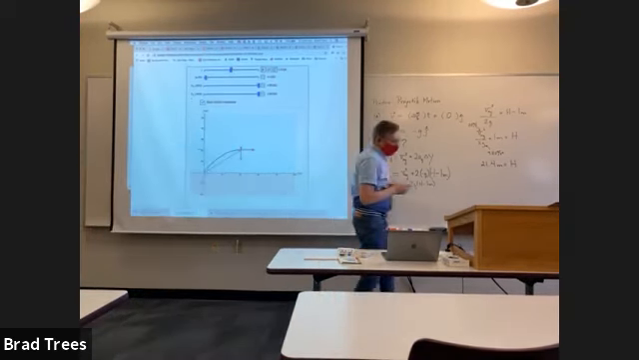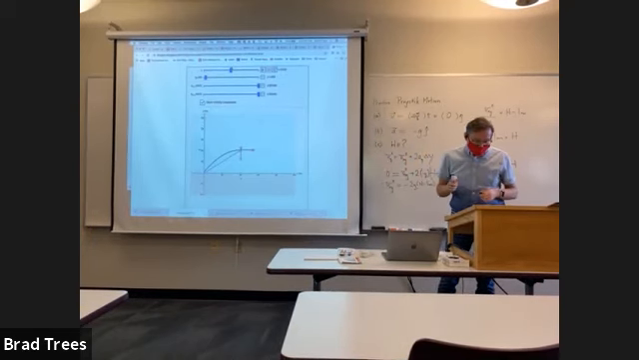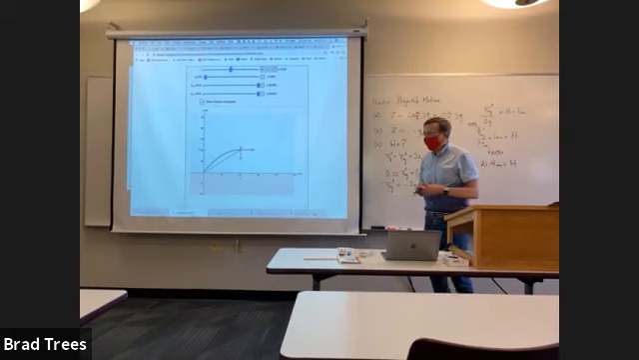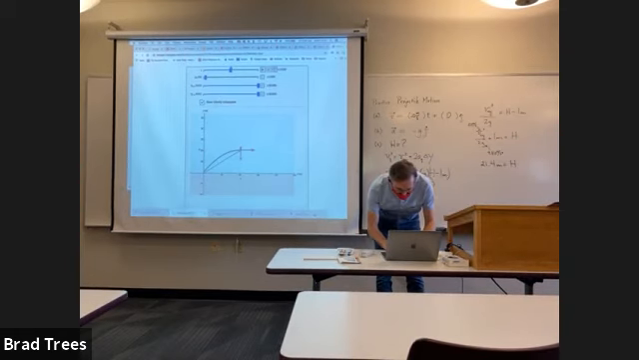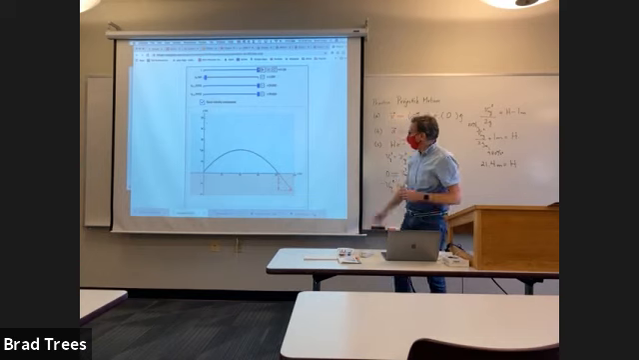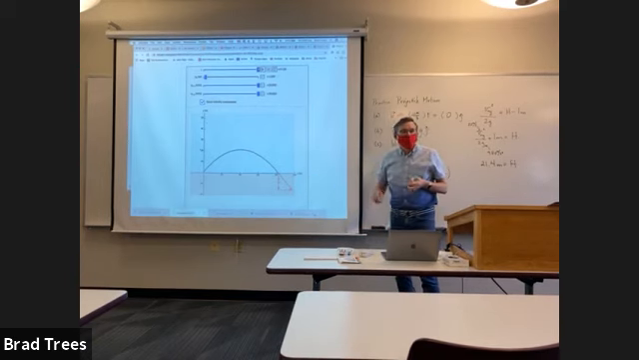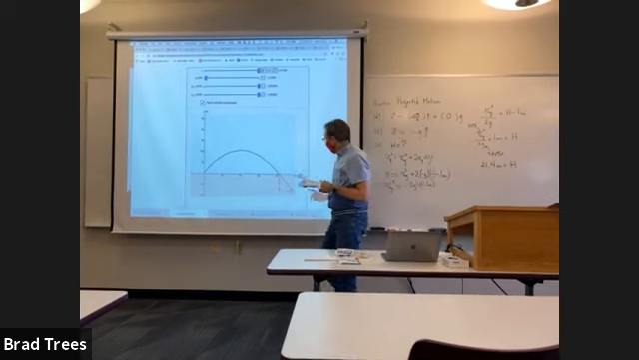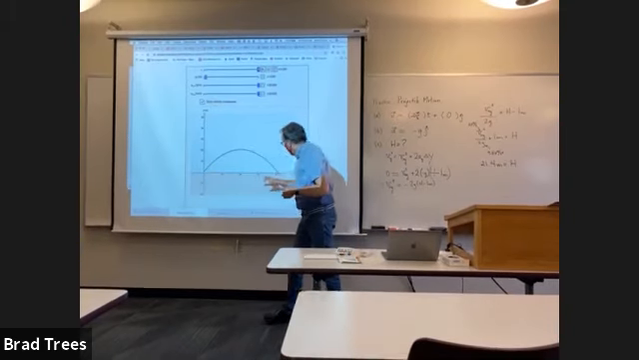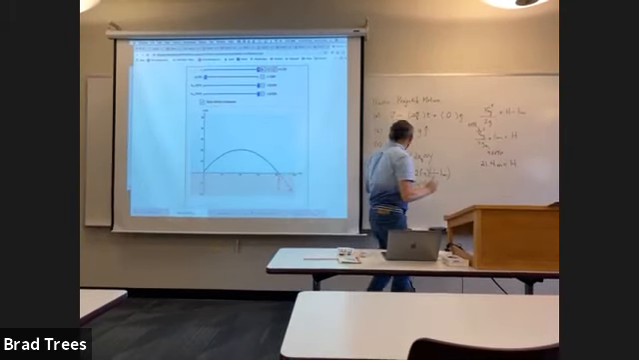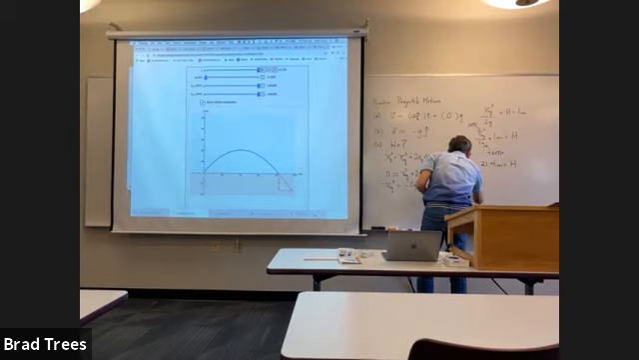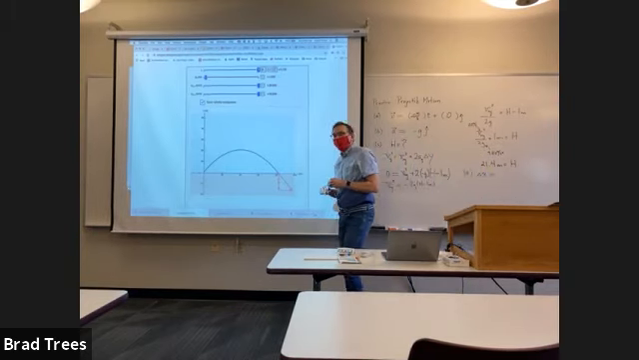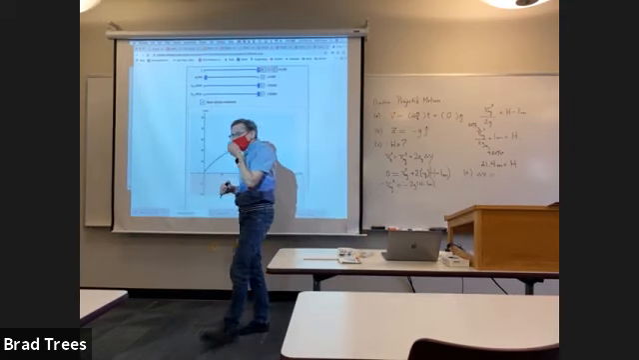All right, here's another part. What's the horizontal distance traveled from the starting point to the landing point? So let me slide the time slider because it goes all the way to where it lands. Do you see? So my question is, what's the horizontal distance traveled from where it started to where it ended? I'm going to call that, notice how I'm going to denote it, delta x.